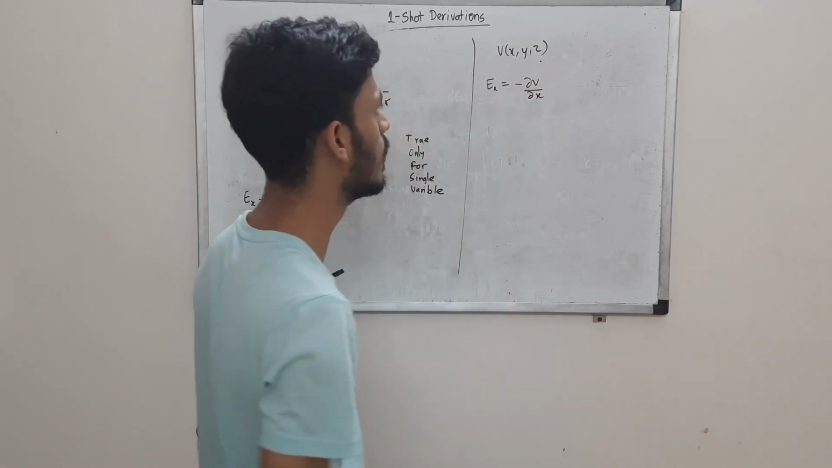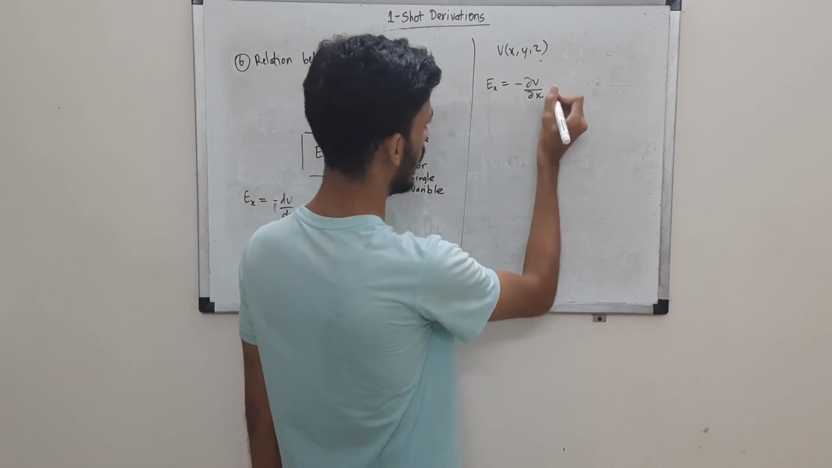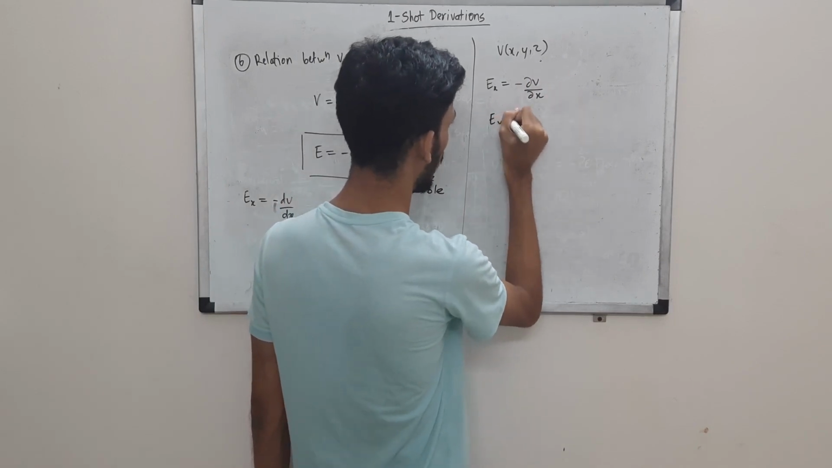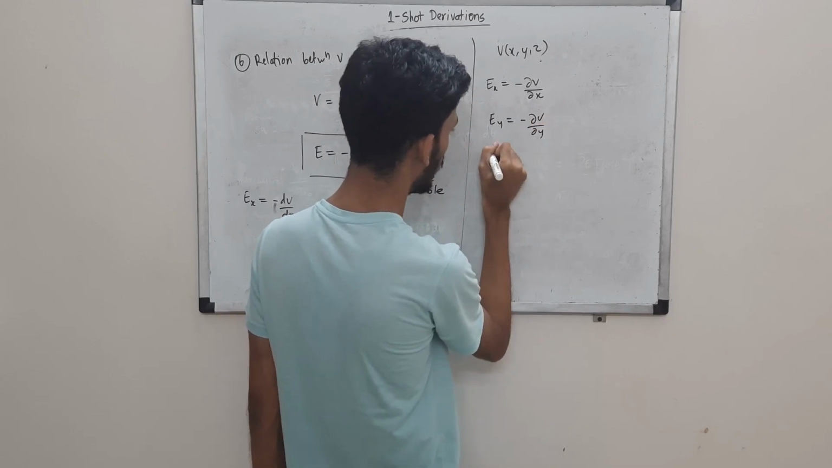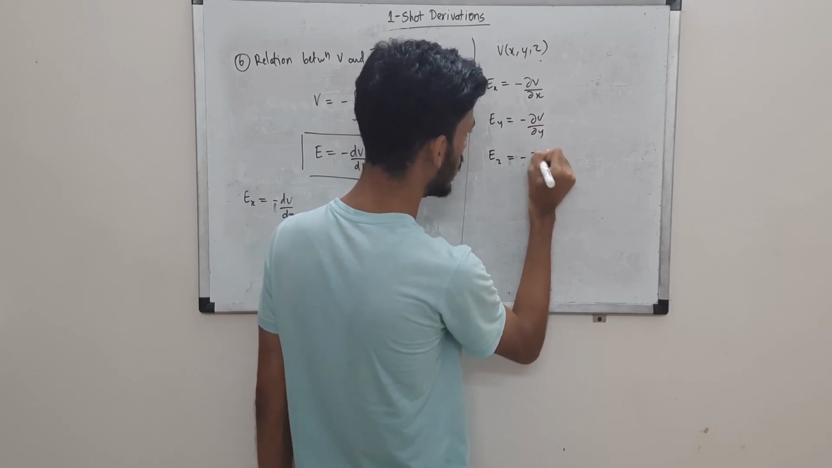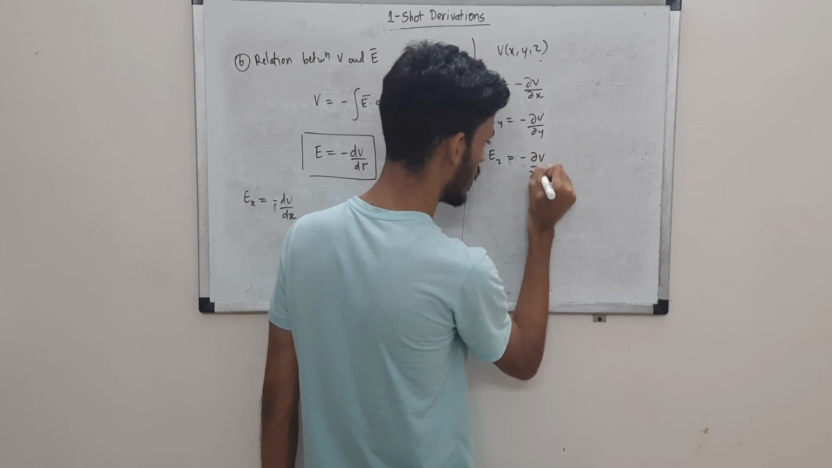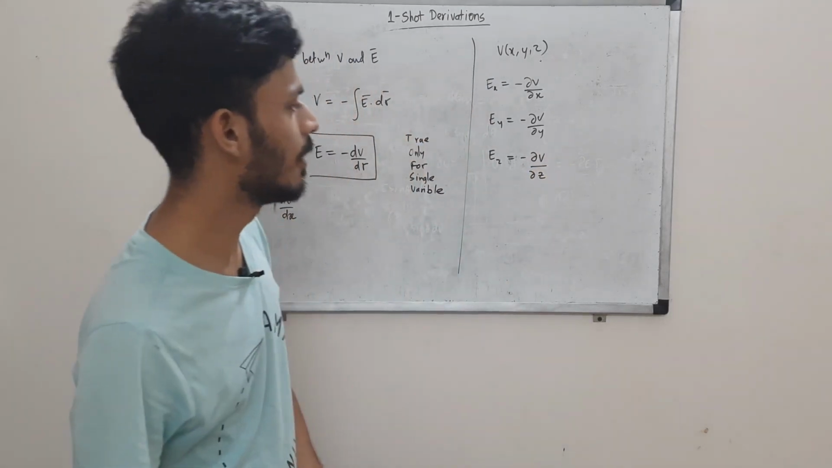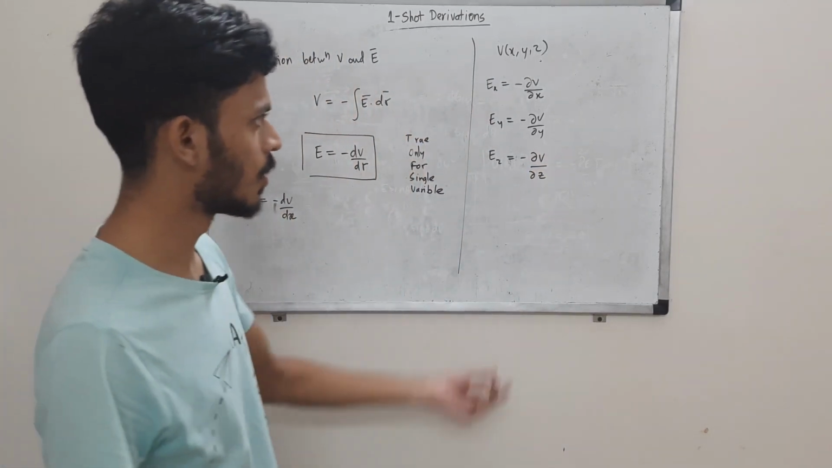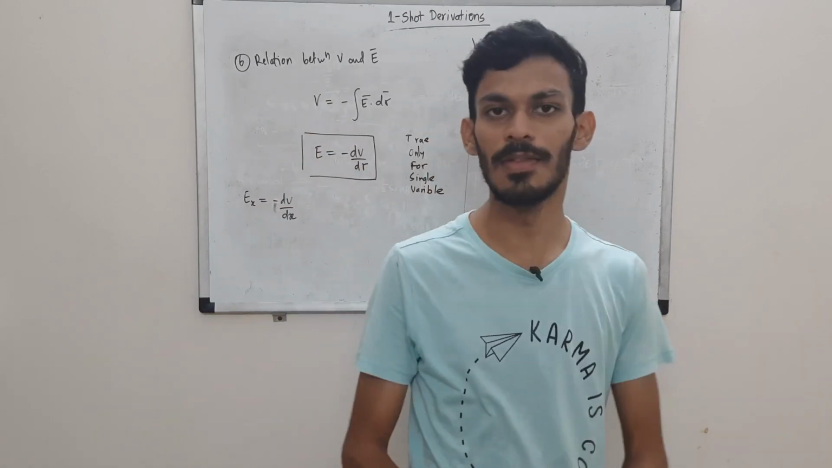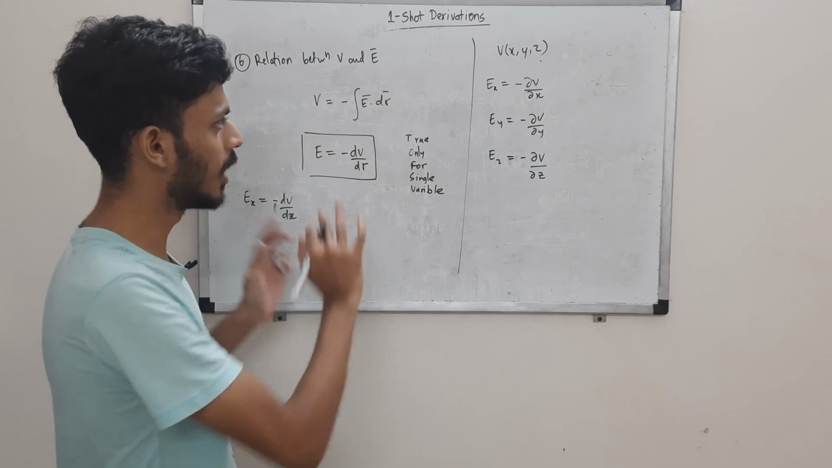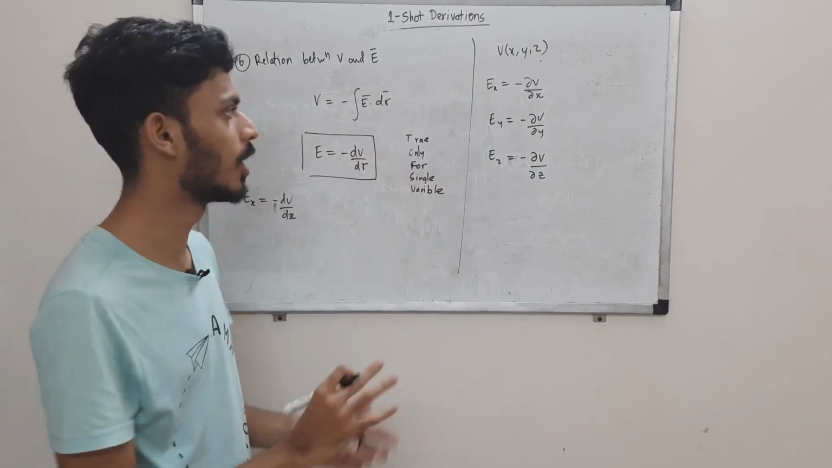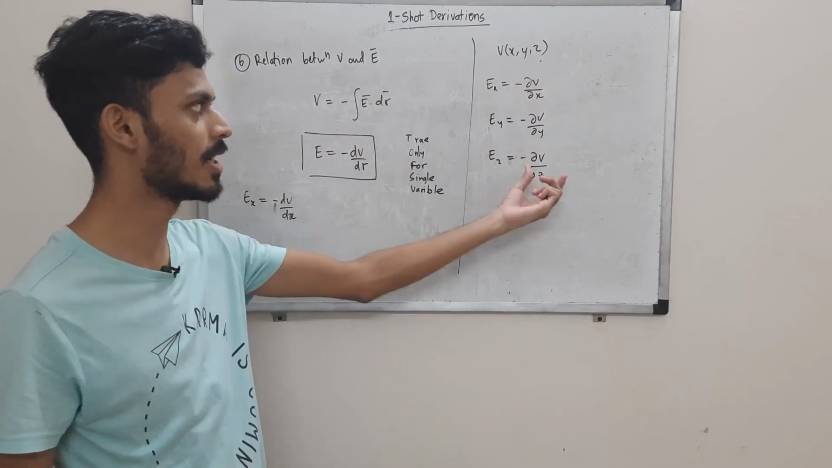So Ex will be minus del V by del x, Ey will be minus del V by del y, and Ez minus del V by del z. I hope you know what this partial derivative means, because we have already discussed it in the previous class. You can go check it out. We have also discussed a problem on it, so that will make it more clear.